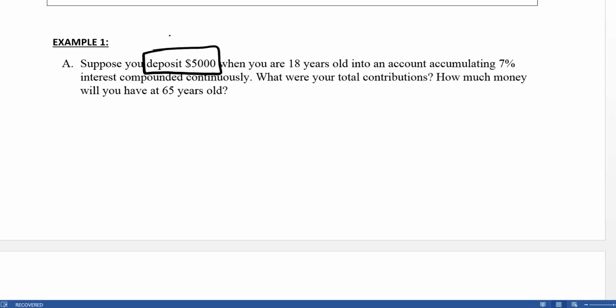One of the first things we need to look at when we're doing money problems is whether we're investing multiple times or once. Since this is a one-time deposit, we need to use one of our single payment formulas we talked about at the beginning.